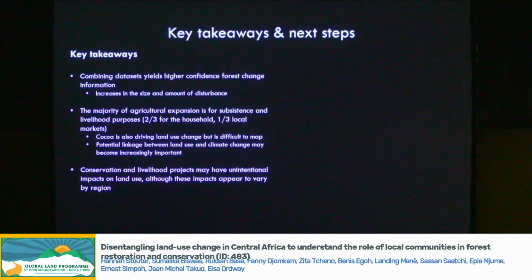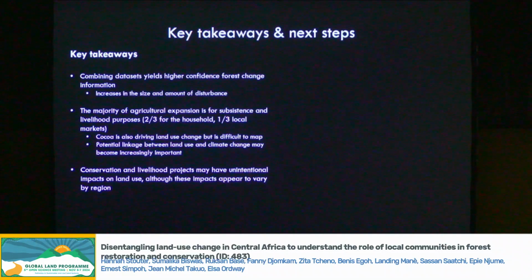So some of the key takeaways we're finding from this work are that by combining different data sets, especially in this region, we're starting to get a better understanding of where forest change is actually occurring, both in terms of forest disturbance and forest gain. And we're seeing that despite the fact that this is a region that is still really governed by small-scale land use change, the size of that disturbance is increasing. We're also finding that the majority of agricultural production is for either subsistence or livelihood purposes. About 2/3 of what people produce they're consuming for their household, and about 1/3 they're selling.